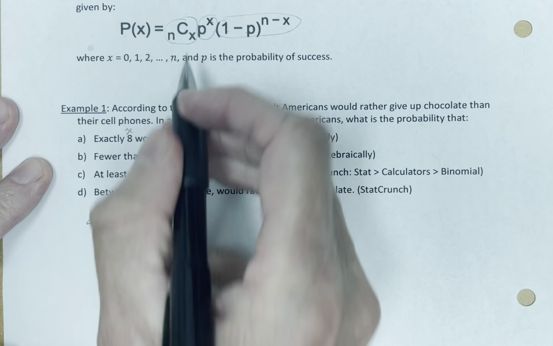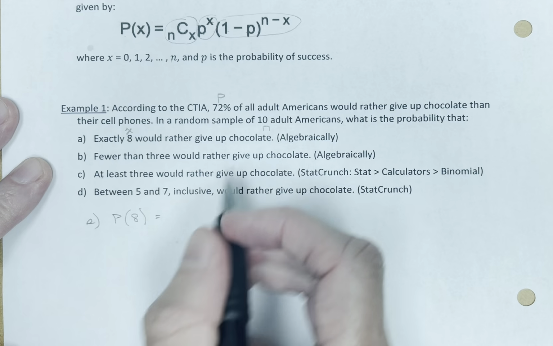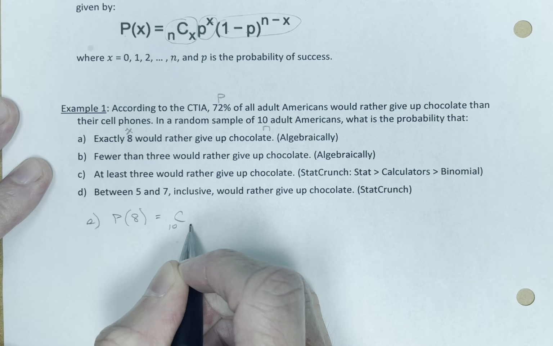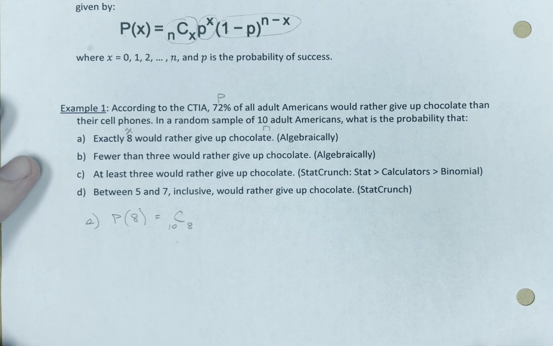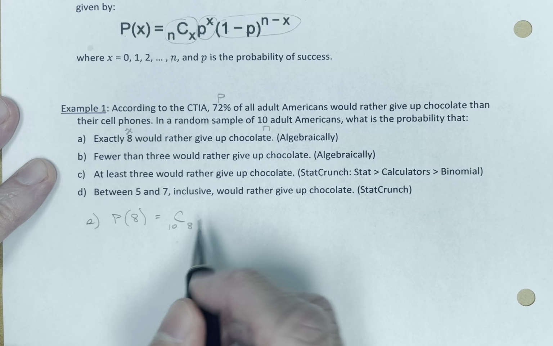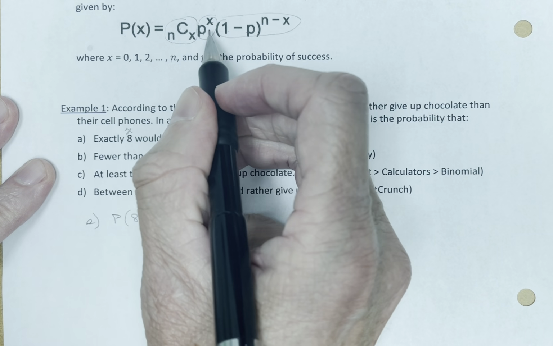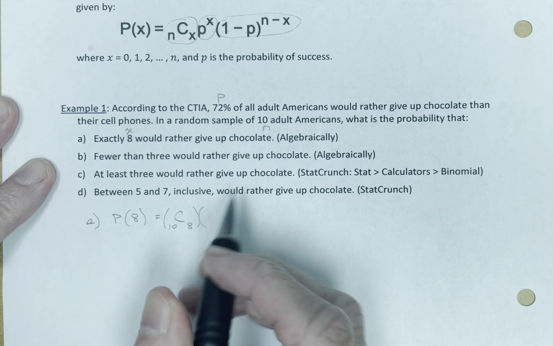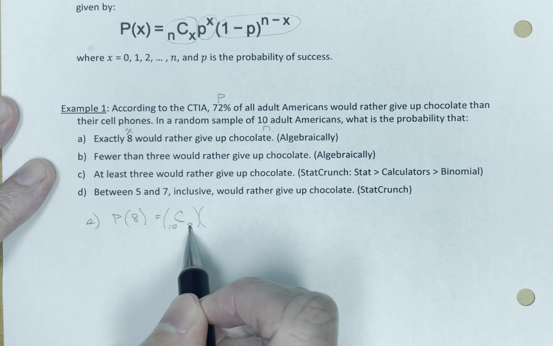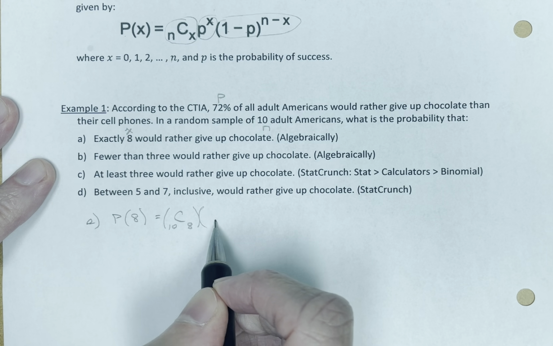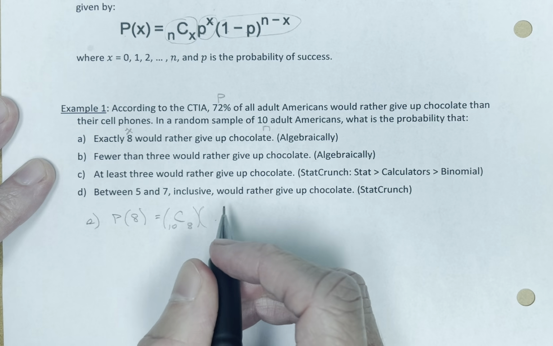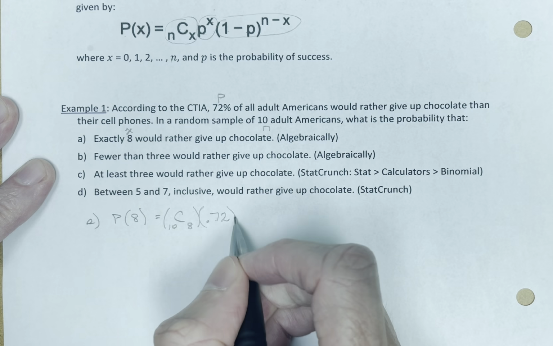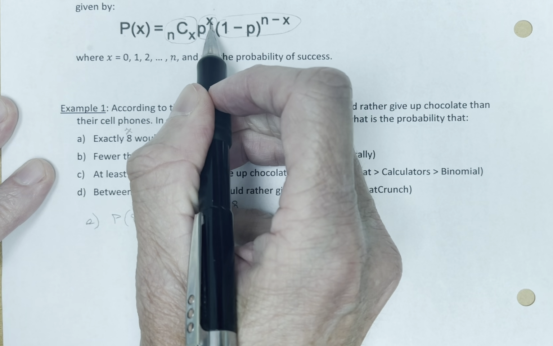Well, we have to use the combination formula. Our n is 10, so we'll do our C with 10. We want 8 out of the 10 to give up chocolate. So that's our first part, and then we're going to multiply that. I'll put this in parentheses just to highlight it. That's our first piece, the combination formula, 8 out of 10. The second piece is this probability raised to the x power. So this is going to be 0.72, the probability of success, raised to the 8th power, because that's how many we're looking for.